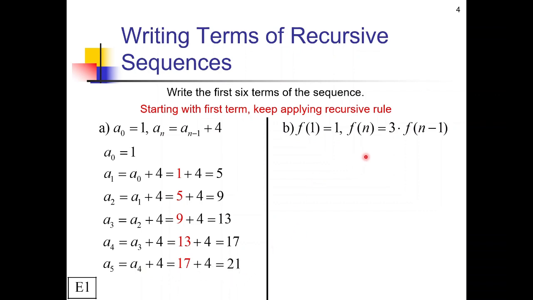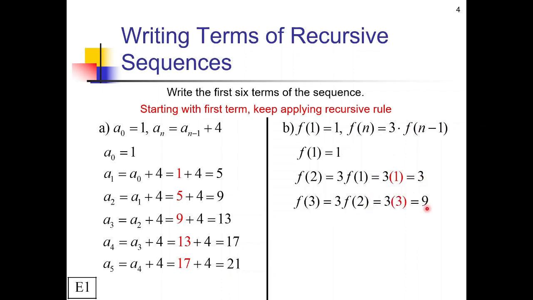And now let's do this other one here. We've got a base case of f of 1 equals 1 and f of n equals 3 times the last term. So we already got f of 1, that's 1. f of 2 is going to be 3 times f of 1. So 3 times 1, which is 3. f of 3 is going to be 3 times f of 2. So that's 3 times 3, which is 9.